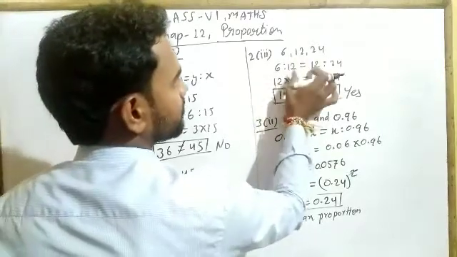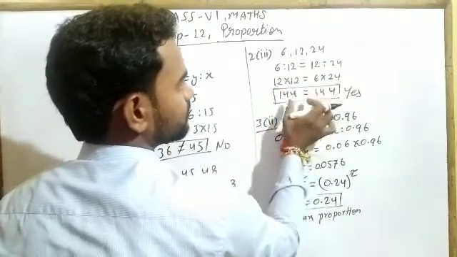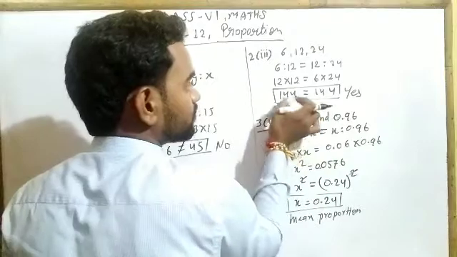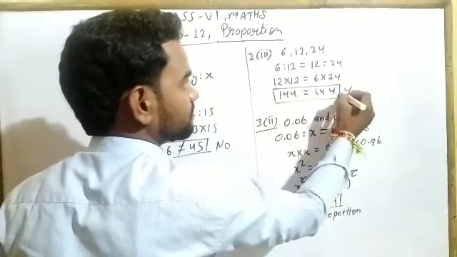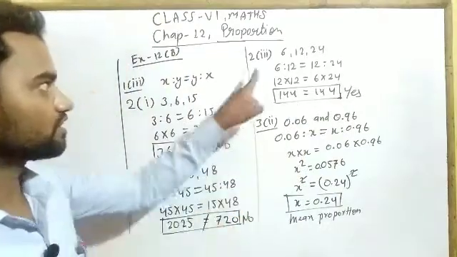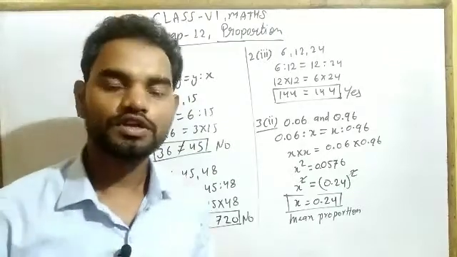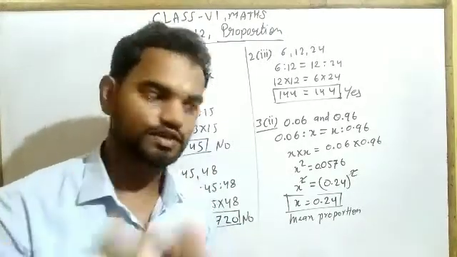In this question, the middle term will be repeated: 12 times 12 is 144, and 24 times 6 is 144. So the product of means is equal to the product of extremes, which means they are in continued proportion. Point third is in continued proportion; first and second are not in continued proportion. You will check the fourth point by yourself.